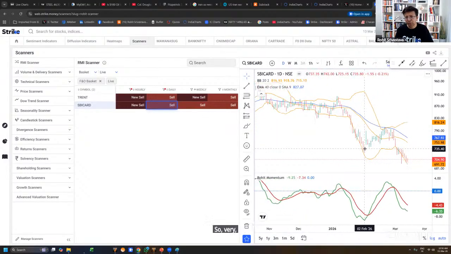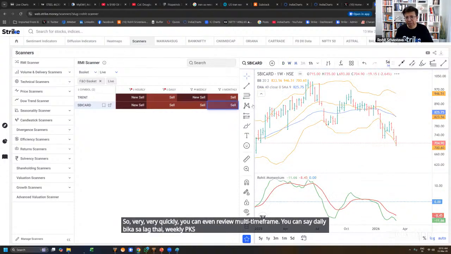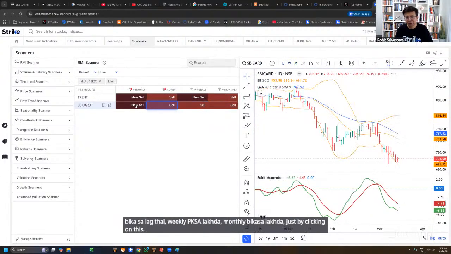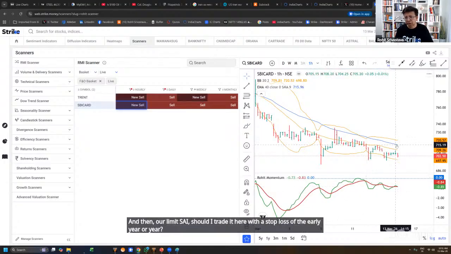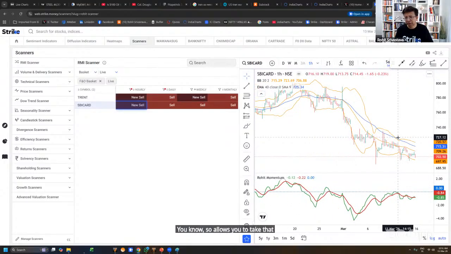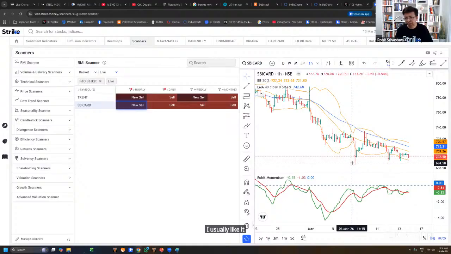So very, very quickly, you can even review multi-time frame. You can say daily पे कैसा लगता है, weekly पे कैसा लगता है, monthly पे कैसा लगता है, just by clicking on this. And then hourly में sell आए, should I trade it here with a stop loss of the hourly here or here? So it allows you to take that call very, very quickly. I usually like it कि इतना बड़े fall के बाद, if it bounces, hits the 40 and then starts falling from there, I like to take those trades.